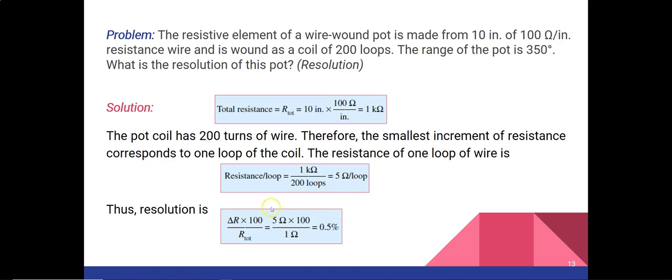Next, to calculate the resolution, you will use this formula: delta R divided by R total multiplied by 100. Delta R you already know, which is 5 ohm per loop, and R total is 1 kilo ohm. So you put 5 ohm multiplied by 100 upon 1 kilo ohm, and when you put that value, you will get 0.5 percent. This is the way you will solve a problem based on resolution. So this is the end of the lecture. Thank you so much for watching.